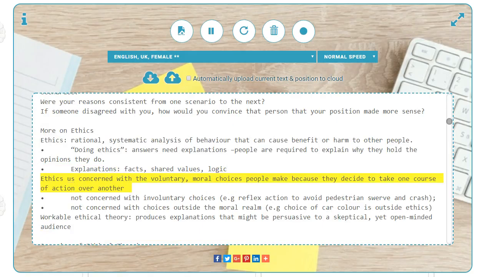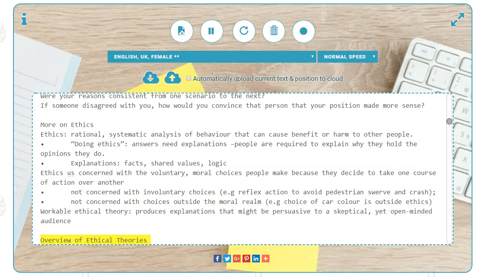Ethics is concerned with the voluntary, moral choices people make because they decide to take one course of action over another. It is not concerned with involuntary choices, for example, a reflex action to avoid a pedestrian, swerve, and crash. It is not concerned with choices outside the moral realm, for example, the choice of car color is outside ethics. A workable ethical theory produces explanations that might be persuasive to a skeptical, yet open-minded audience.